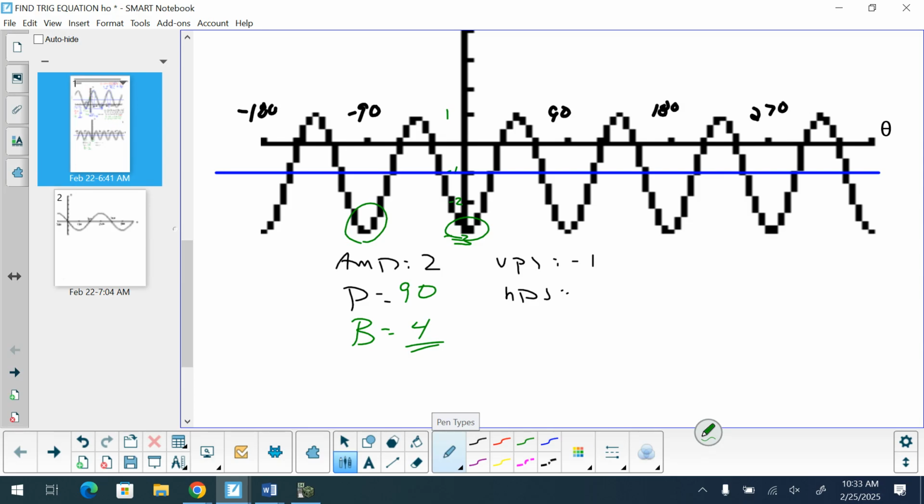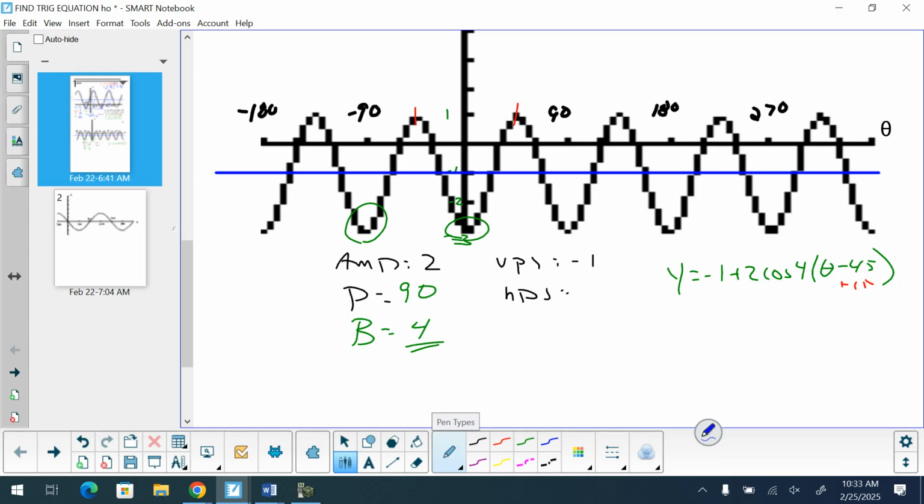Hannah, what do you get for an equation? Y equals -1 plus 2 cosine 4 parentheses theta minus 45. Okay. You could have a plus 45 there, depends on if you use that or that.